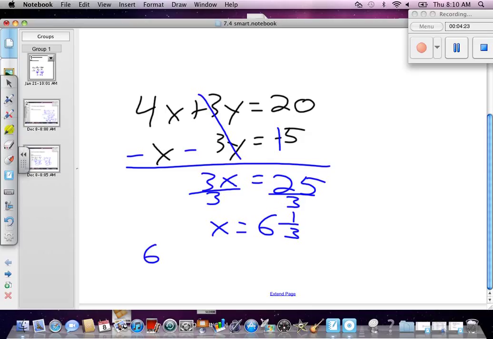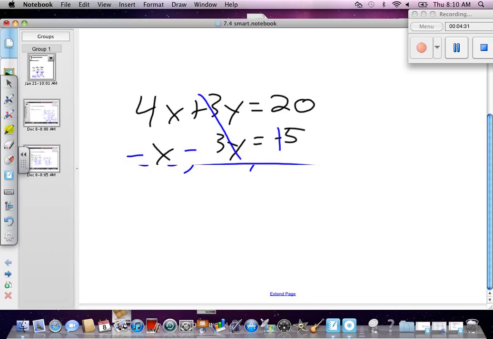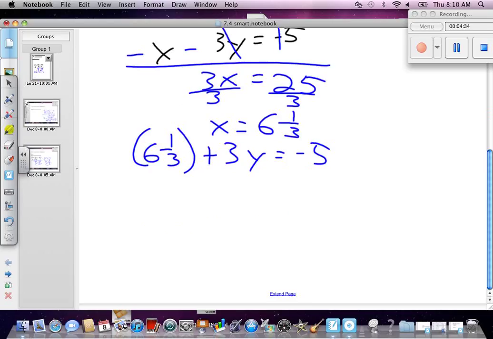I thought you said we ain't going to get no half or something. No, I never said that. 6 and 1/3 plus 3y equals negative 5. You will often get fractions. Let's try raising our hands, ladies and gentlemen, if we want to talk.